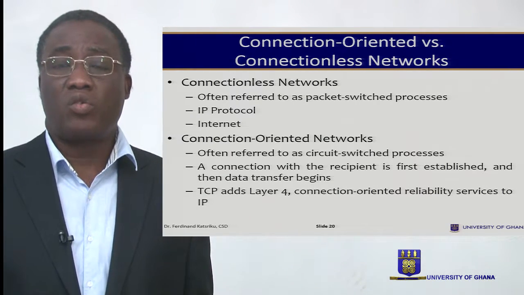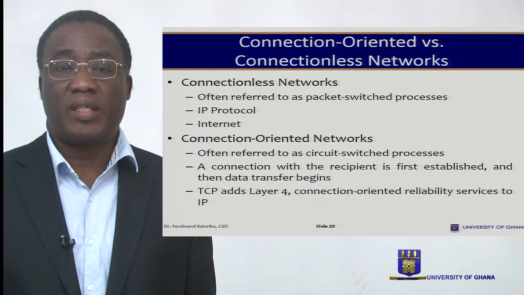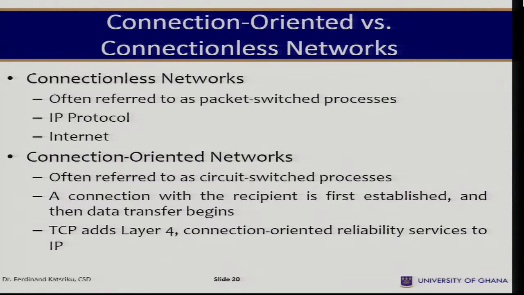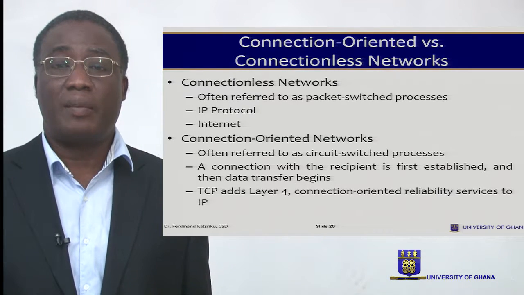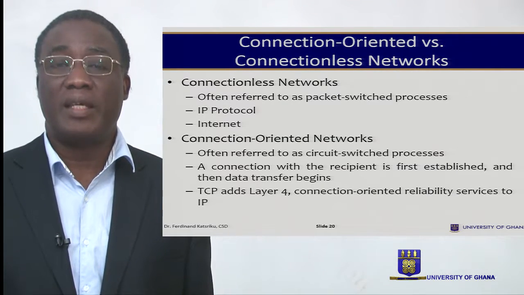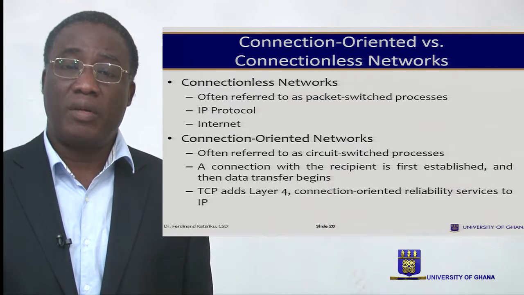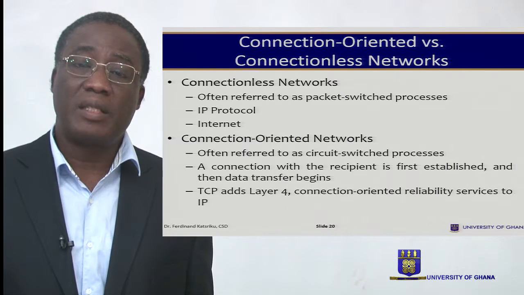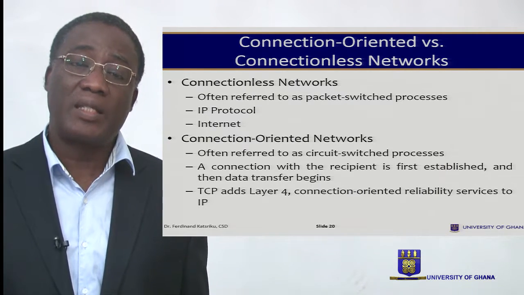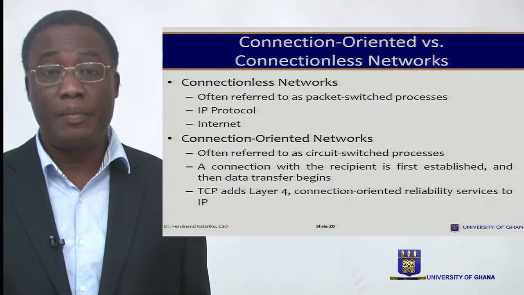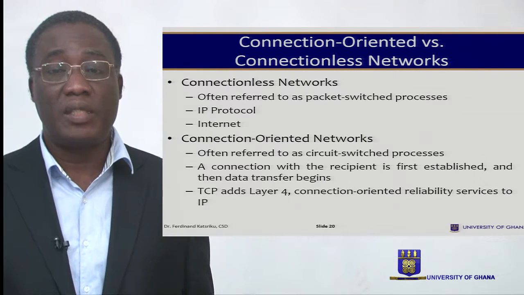Connectionless networks are also referred to as packet switch processes. This includes IP protocol and the internet. And then the connection-oriented networks are referred to as circuit switched processes. A connection with the recipient is first established, and then the data transfer begins. TCP adds layer 4 connection-oriented reliability services to IP services.